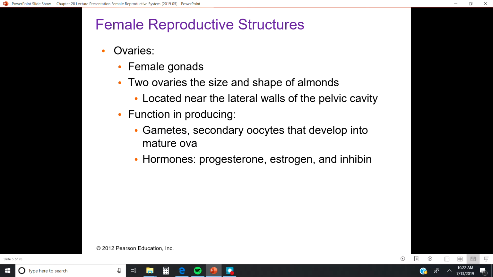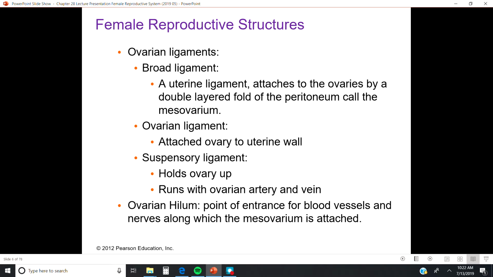And we also know from the endocrine system, they're very important in producing estrogens, progesterone. Progesterone is so important to pregnancy. And then inhibin when we need to shut down hormones coming down from the anterior pituitary. We'll talk about that in a subsequent lesson. All right, so the ovaries, again, are the female gonads. They're located in the pelvic cavity on the lateral walls, produce the gametes, and are very important for hormones.